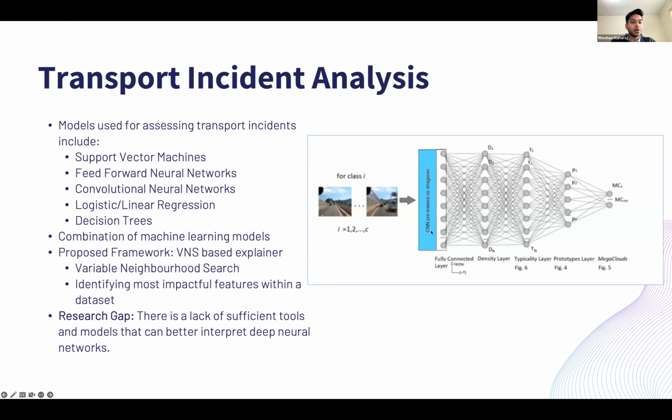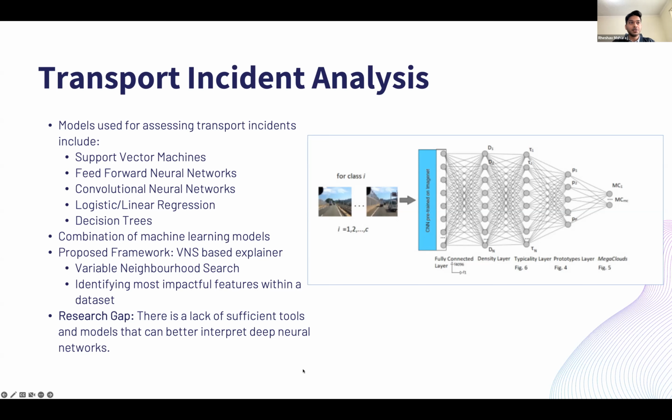Another proposed framework you will see is the VNS-based explainer, which is a variable neighborhood search. This essentially tries to identify the most meaningful features within a data set, and then tries to rank them so that it makes more sense to users as to why this decision was taken. So it tries to prioritize features and tries to give you an understanding of which feature had the most effect on the decision.